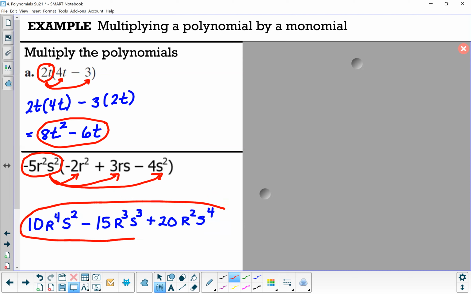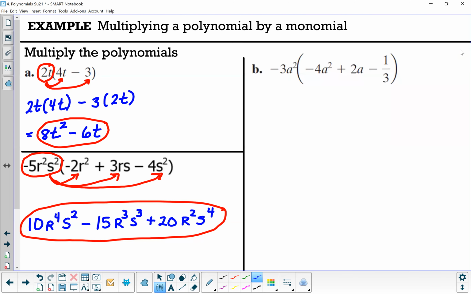So you might be thinking, well, why don't we combine like terms? Well, remember, in order to have like terms, you have to have the same variables, and those variables have to have the same exponent. So r to the 4th and s squared, there's no other term that has that same combination. Now, the last term has r squared and s to the 4th, but they're not the same. All right, and then obviously r cubed and s cubed is not the same as any of those other ones.